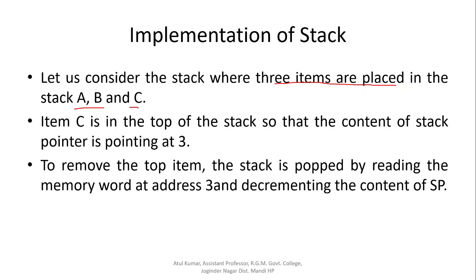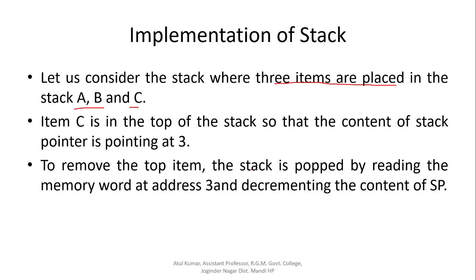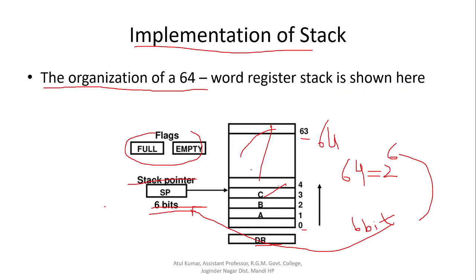Item C is the top of the stack, as you can see in this. Above this the stack is empty, so the content of the stack pointer is pointing to stack 3. The stack pointer is always pointing to the top of the stack, or the last element that was inserted in the stack. So C is the last element, so the stack pointer is pointing to C.